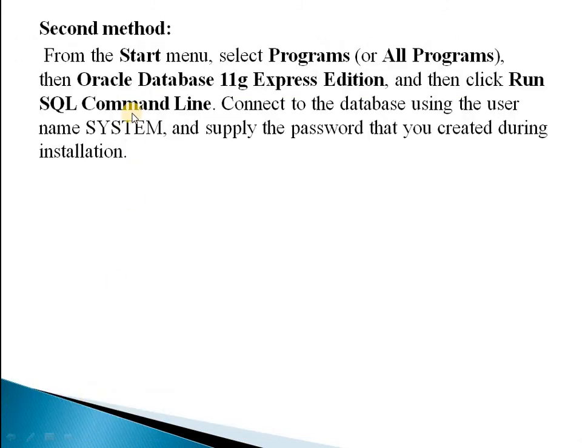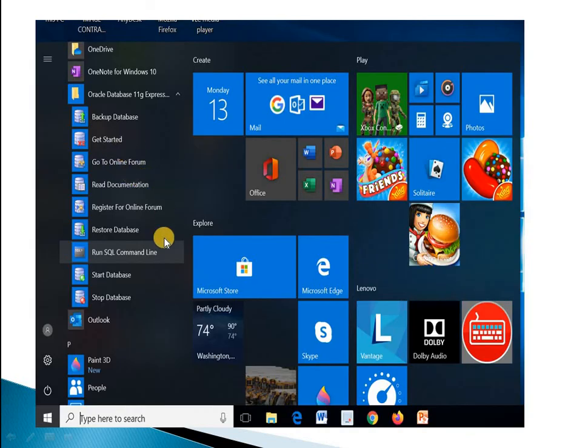Okay, the second method to start Oracle is to run the different commands on the command line. From the start menu select programs or all programs, then Oracle Database 11g Express Edition, and then click run SQL command line. Connect to the database using the username system, and supply the password that you created during the installation. Click on Oracle Database 11g, and after that click on run SQL command line.